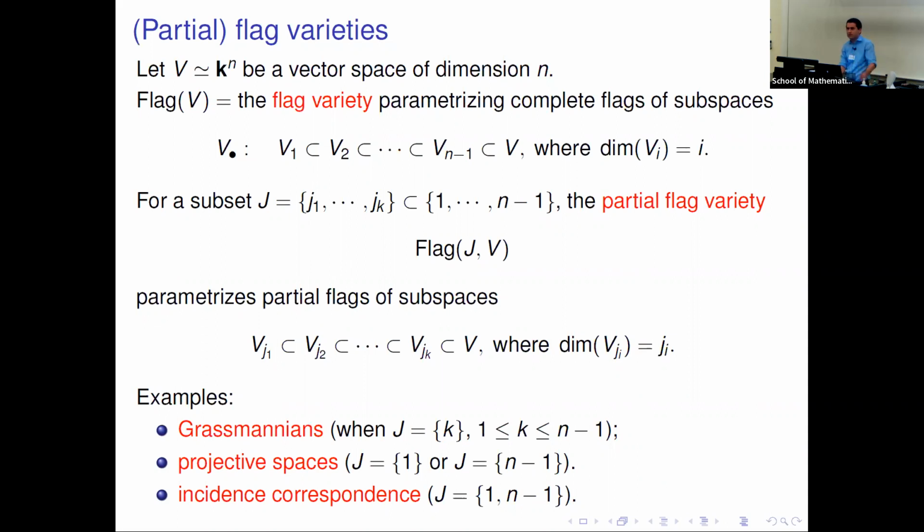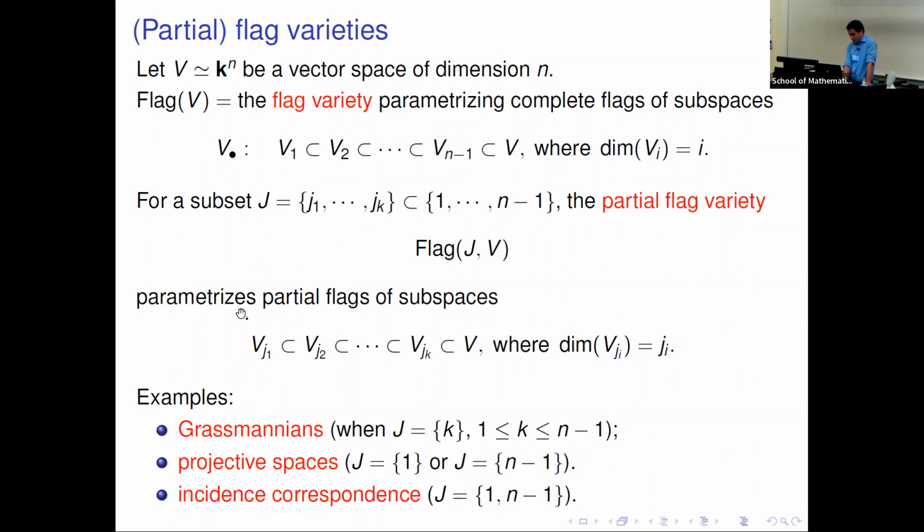So I want to just remind you about flag varieties. So V is an n-dimensional vector space. I can form a variety that parameterizes complete flags of subspaces. So this is just increasing chains of subspaces, of dimension 1, 2, up to n-1. There are variations where you look at partial flag varieties. So you skip some of these. Yes, you just look at subspaces with dimension in a given set J.